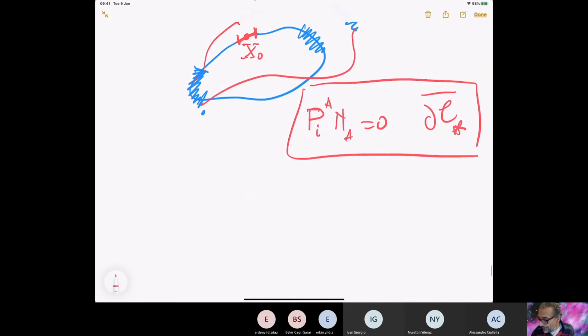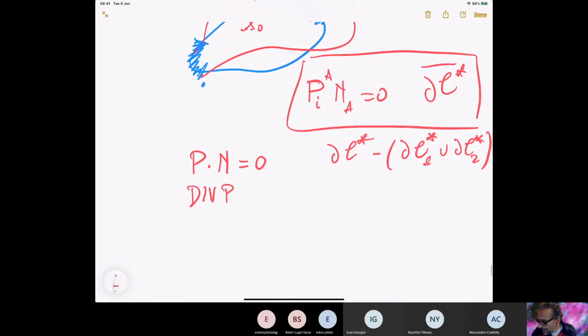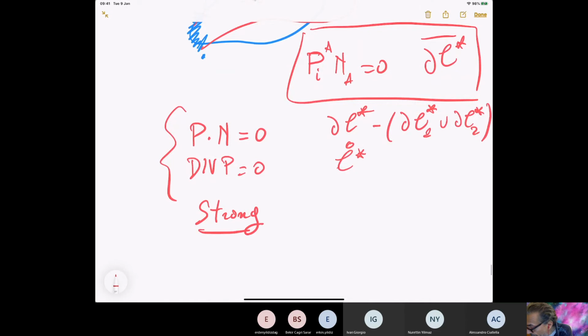Okay. So I have the tensor P saturated with N equals zero on the boundary, on the part of the boundary where I don't have prescribed displacement. I don't know why I'm placing the star down, as I always placed the star up. Okay. Then I have divergence of P equal to zero in the interior of C star. These are called the strong conditions for equilibrium.